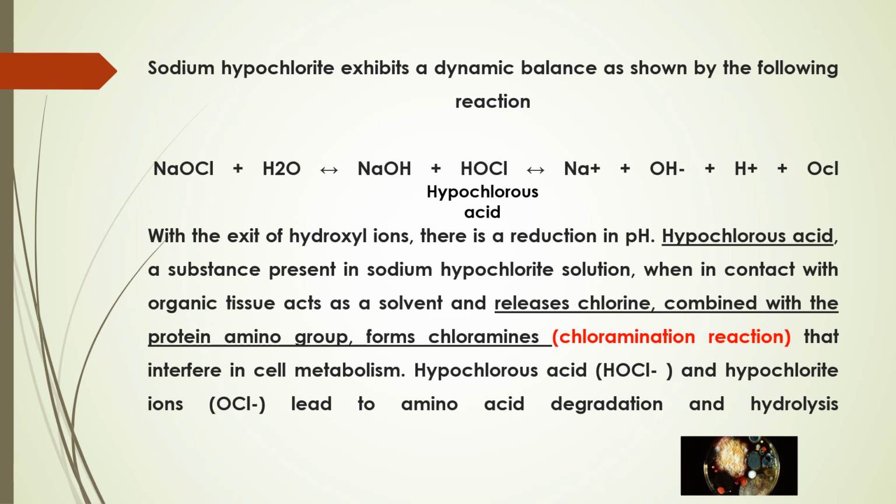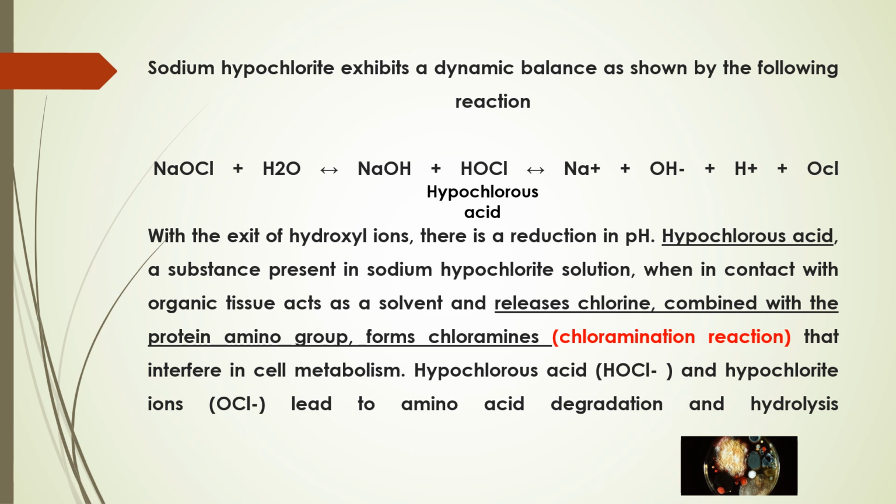Sodium hypochlorite exhibits a dynamic balance as shown in the following reaction. Sodium hypochlorite, when it combines with water, dissociates to sodium hydroxide and hypochlorous acid, which further dissociates to sodium and hydroxyl ion, and you have H plus and chlorine release. With the exit of hydroxyl ions, there is a reduction of the pH.